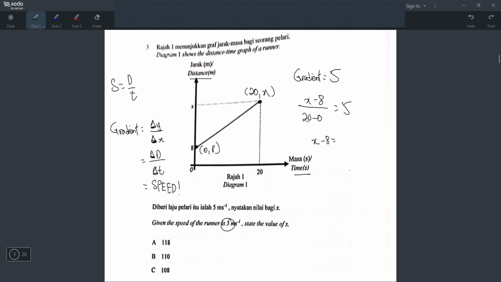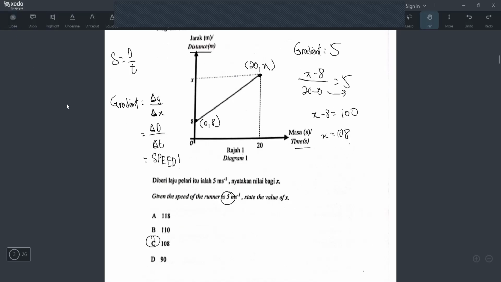All right, let's continue. x minus 8 over 20 minus 0, the bottom is 20. And then when you move it here, it becomes 5 times 20, which is 100. So x is 108. So which one is the answer? C is the answer, right? That's all.